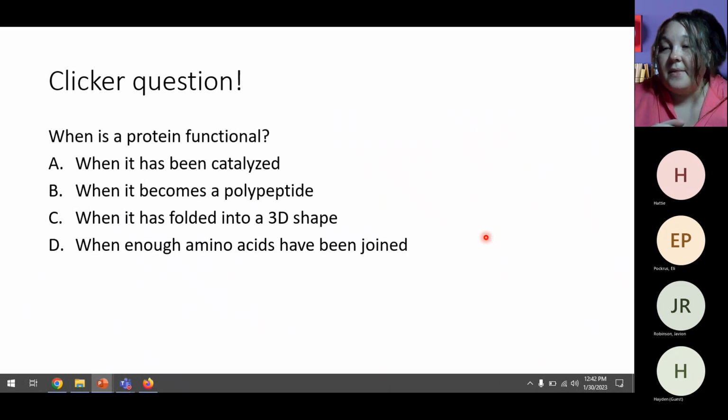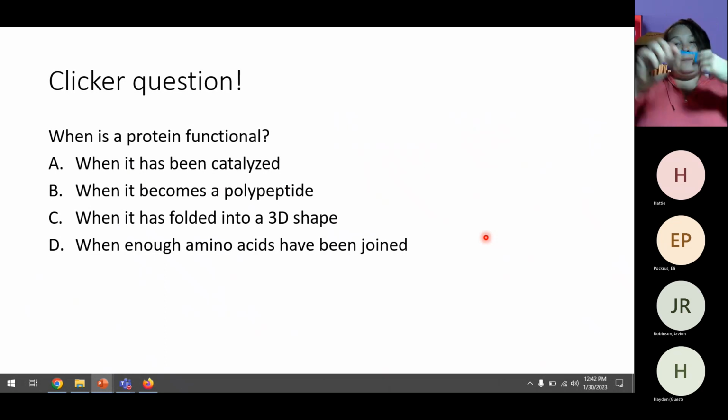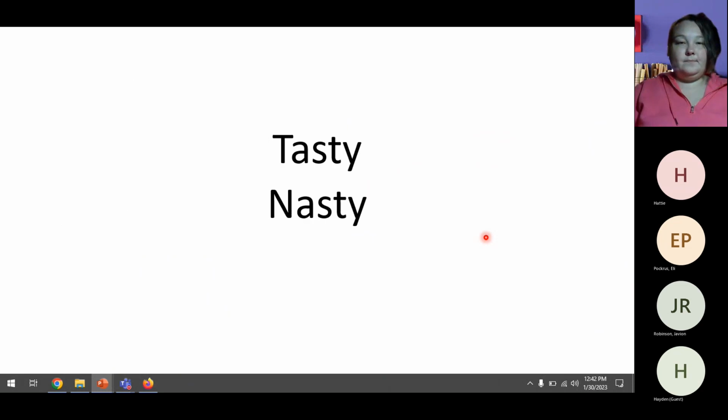All right. The correct answer is C. 75% chose C, when it has folded into a three-dimensional shape. 25% chose B. A polypeptide, remember, is just a string of plain amino acids. And when it folds up into its three-dimensional shape, then it's functional.